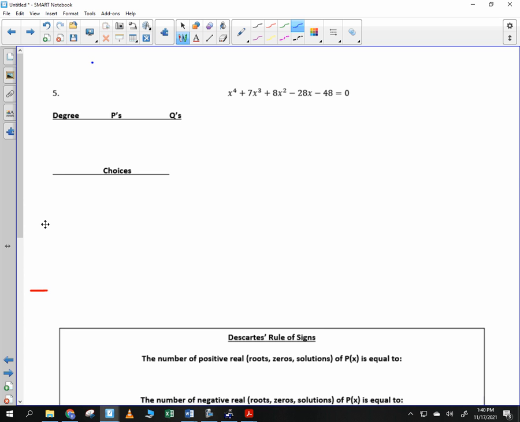What is different about this example? So we're going to go x to the fourth in this situation. The degree is 4, so there should be 4 factors. Would you agree that p's are all the factors of 48? Yep. And the q's are factors of 1? So I'm not going to list all the p's there. I'm just going to write them with my choices instead of doing it twice. So factors of 48, plus or minus 1, plus or minus 2.